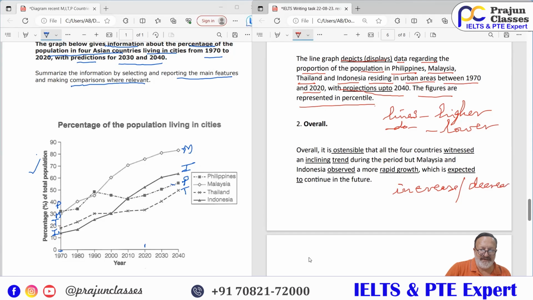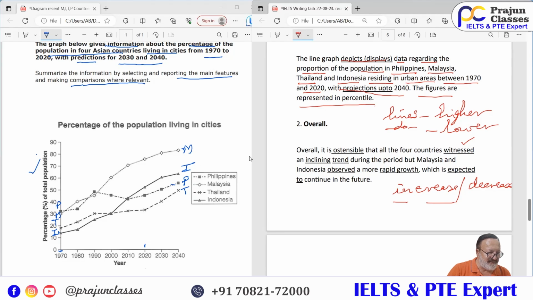And then you can mention the sort of increase or decrease. Does any line chart witness a very high rate of growth? So for this I have written "overall it is ostensible." This is a vocabulary word which I have underlined. So it's nice to start off with a good vocab, ostensible. Bilkul, it is very clear, amply clear that all the 4 countries witnessed. Now this is the vocabulary word which I have used from general vocabulary, witness, an inclining trend. This is the trend. It was an inclining trend.